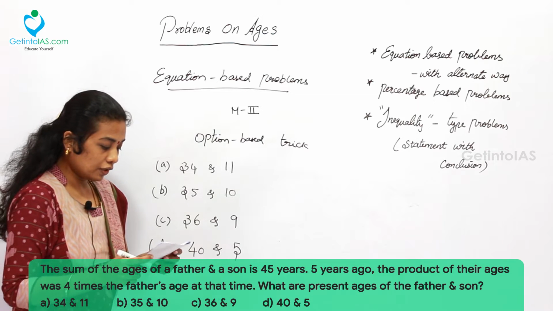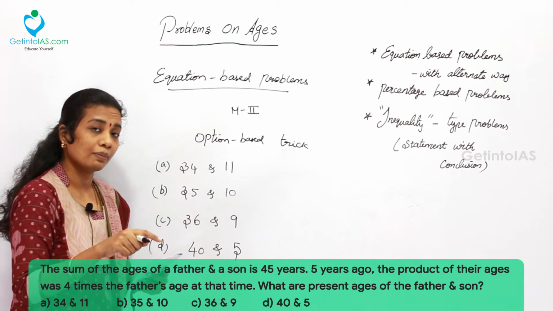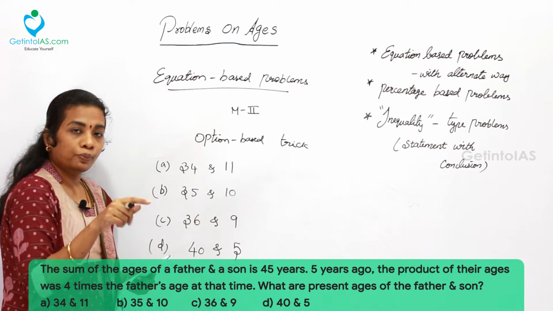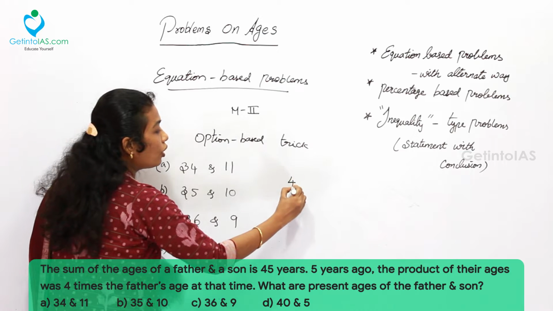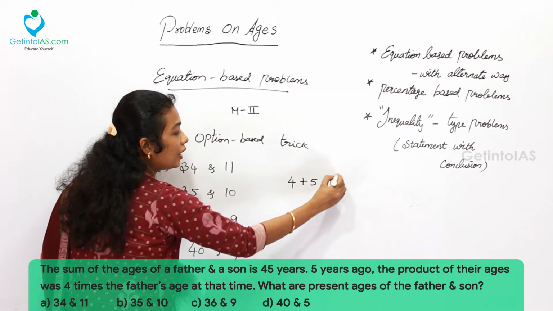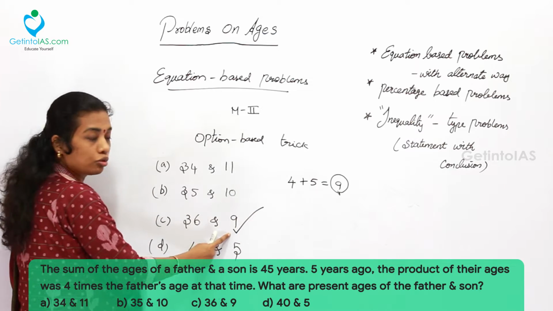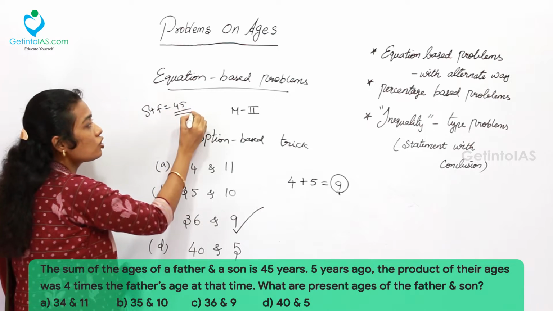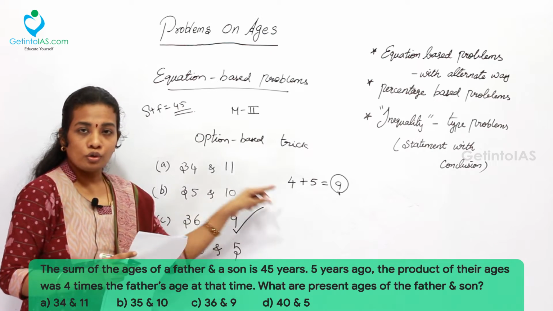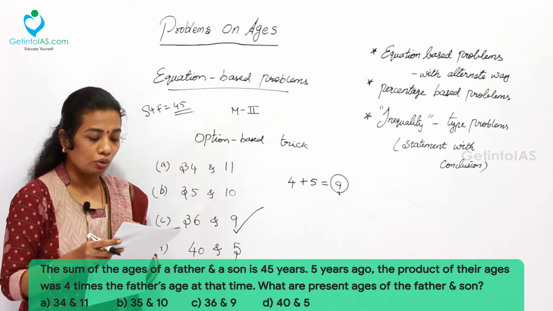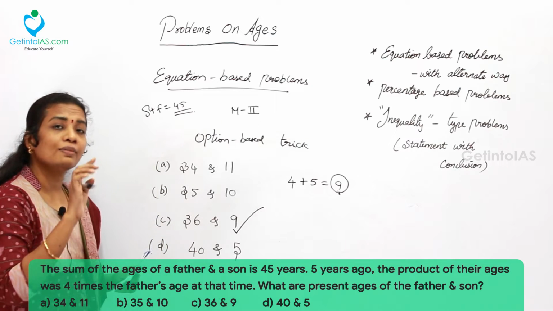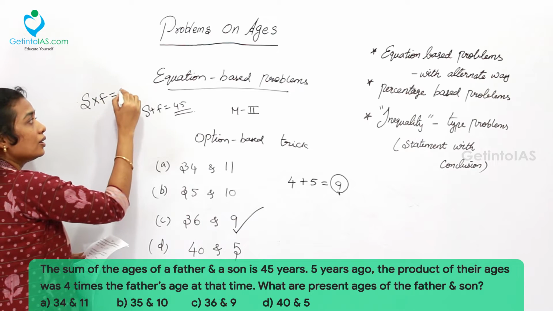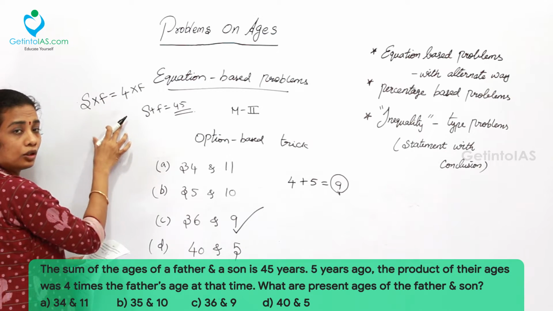In the question it is clearly given 4 times the father's age at that time, which means the son's age will be 4 years, that is 5 years ago. So at present he would be 4 plus 5, which is 9. So with 9 you can choose here. 9 plus 36, son plus father, is 45, which is given. In order to find this 4, you must have a thorough knowledge. While reading the question itself, you must know that the product of their ages was 4 times the father's age at that time, which means son into father is the same value as 4 times father. So the product is given.